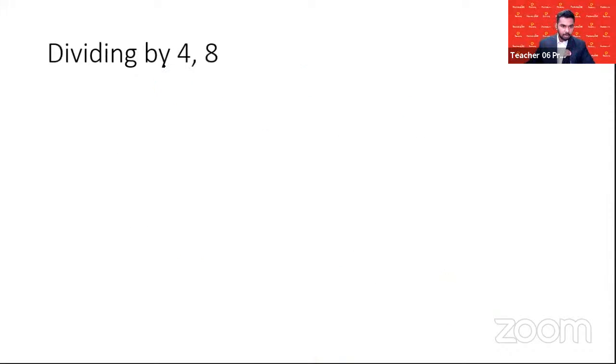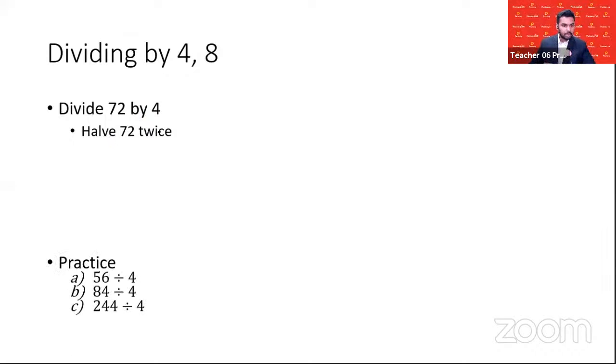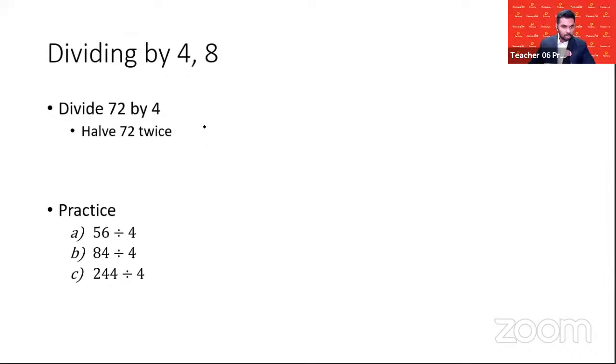Let's go a little bit further, how to divide numbers by 4 and 8. So after this, I'll just introduce to a kind of puzzle. After that, I'll take up questions. So how do we divide 72 by 4? You just have to half 72 twice. So 72 divided by 2 is 36. 36 divided by 2 is going to be 18.